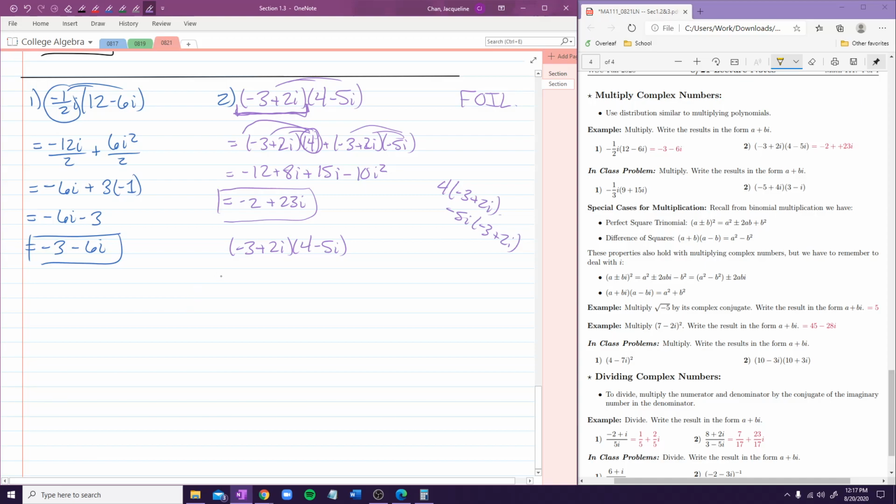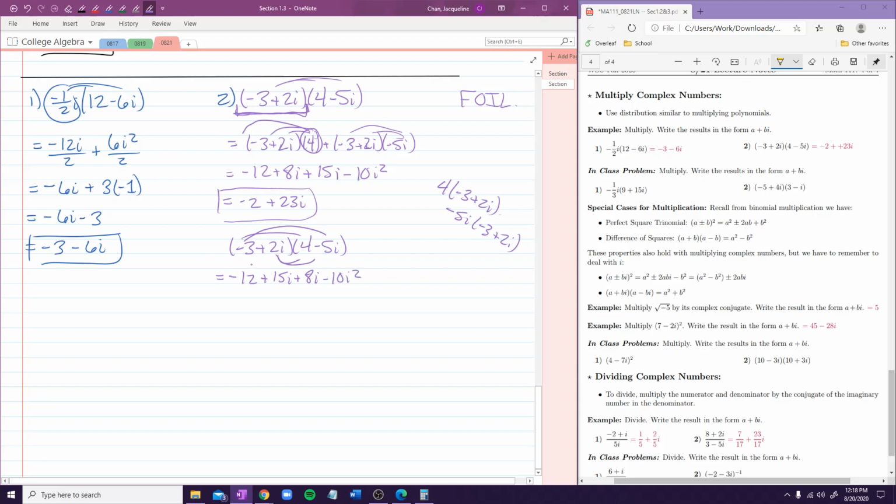Well, let's do the FOIL method. The FOIL method is just going to be negative 3 times 4, which is negative 12. Negative 3 times negative 5i, that's plus 15i. 2i times 4 is 8i. And then 2i times negative 5i, that is negative 10i squared.